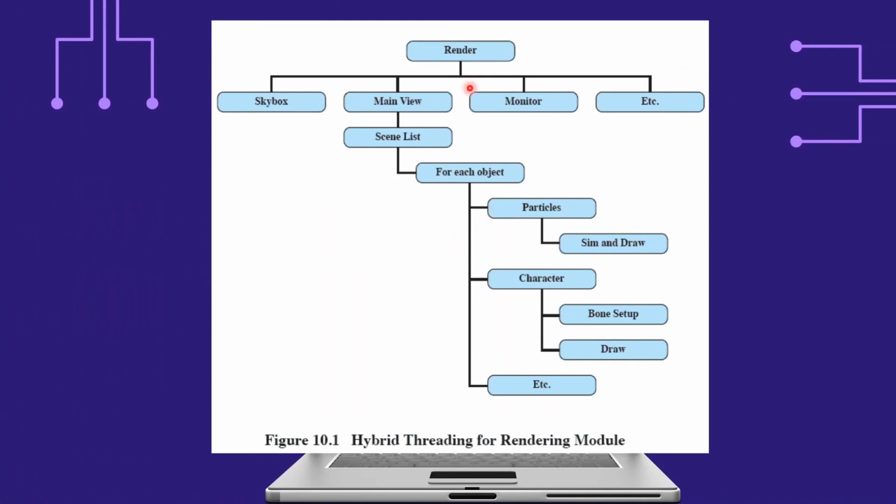So this is the thread structure for a rendering module. As you can see, the skybox, the main view, the monitor, and other key components work under the render. The scene list, which contains objects that each have their own particles and characters, are all situated under the main view.